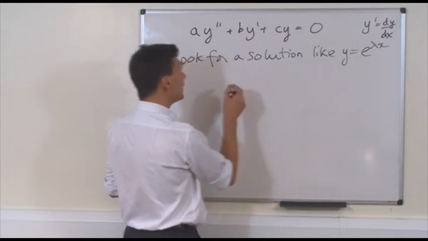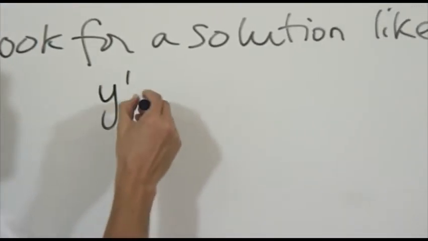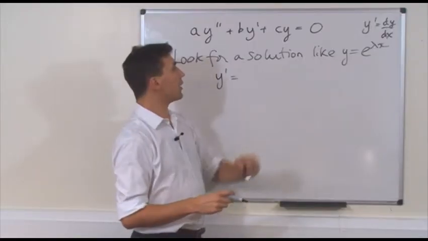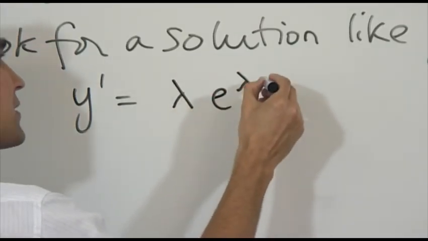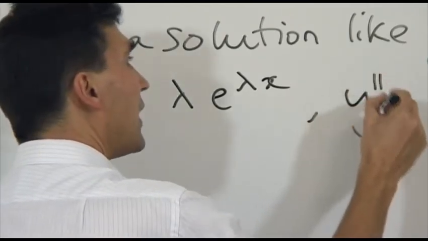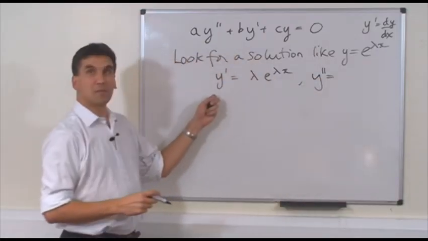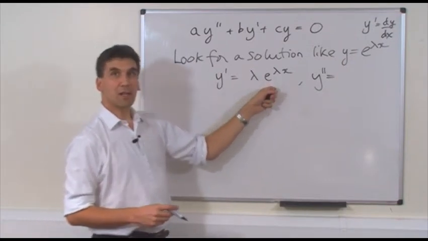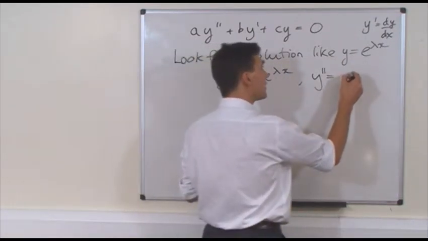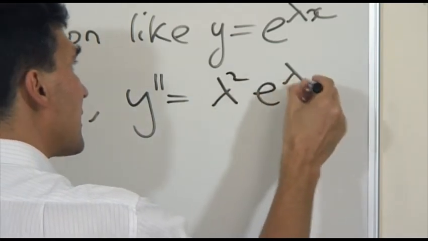If we're going to put it in, we need y prime and y double prime. So y prime is the derivative of y. Derivative of e to the lambda x is lambda times e to the lambda x. And y double prime is the derivative of y prime. So we've already got a lambda here. When you differentiate e to the lambda x, it comes down with another lambda, and so you get lambda squared e to the lambda x.